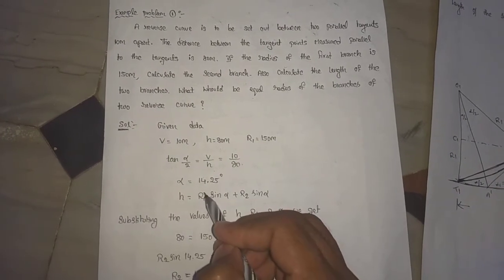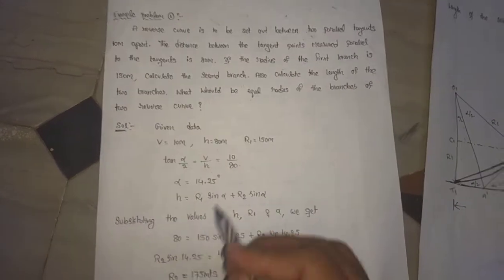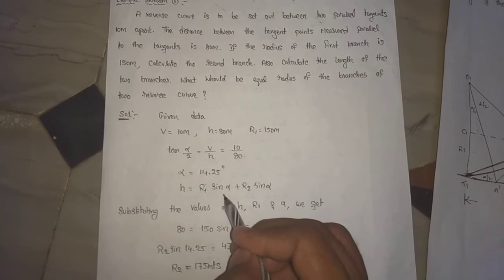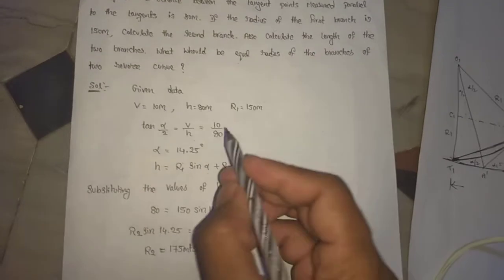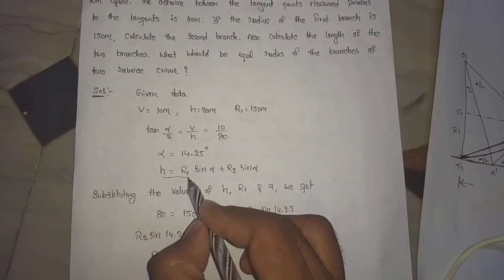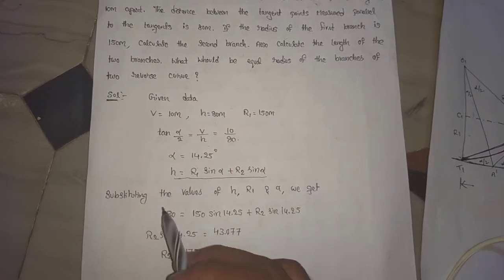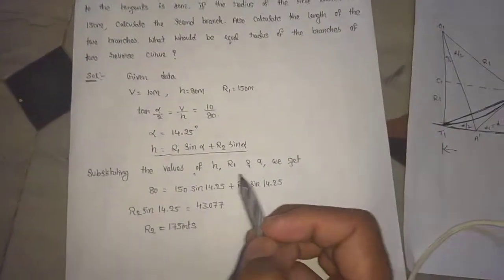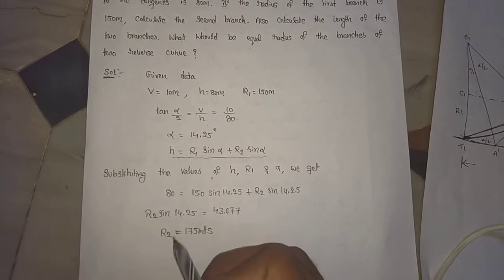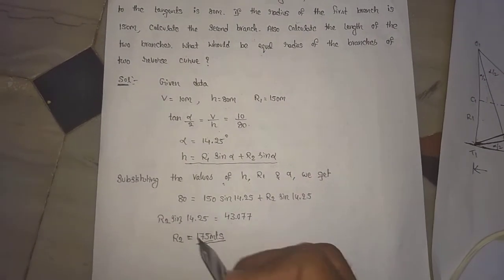Alpha is equal to 14.25 degrees. Then H equals R1 sin alpha plus R2 sin alpha. This is the formula for H. We use this formula for calculating. Substituting the values of H, R1 and alpha in the above formula, we get R2 equals 175 meters.